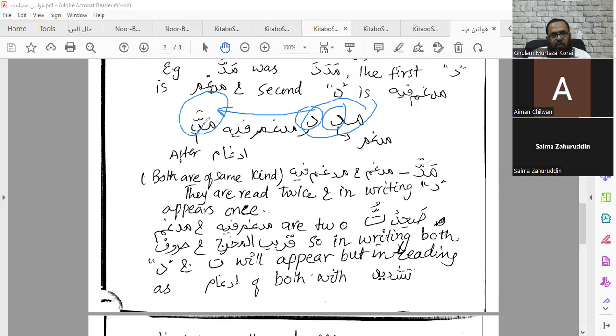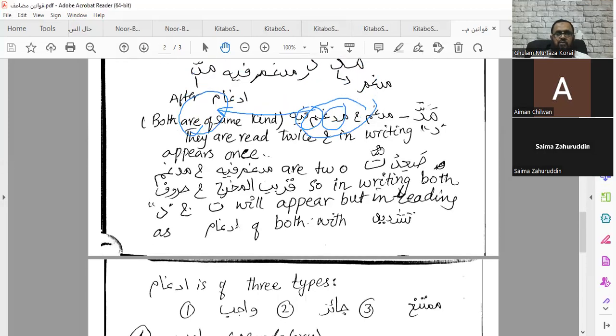Both are of the same kind. Madda, mudgham and mudgham fi. They are read twice, but in writing dal appears once. Mudgham and mudgham fi are two, like sa'idtu, which actually was sa'idtu. Now, dal and ta are qarib al makhraj, so dal is changed into ta. Definitely it will be read twice, and dal appears in writing but is not read. So in writing both dal and ta will appear, but in reading there is idgham of both with tashdid, and that is with ta. So ta will be read, with tashdid. This is the process of idgham.